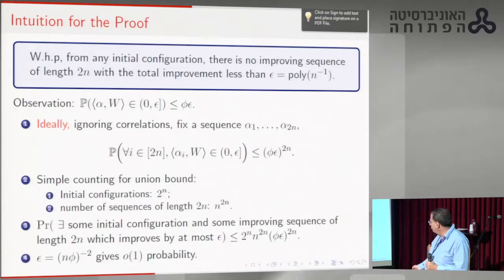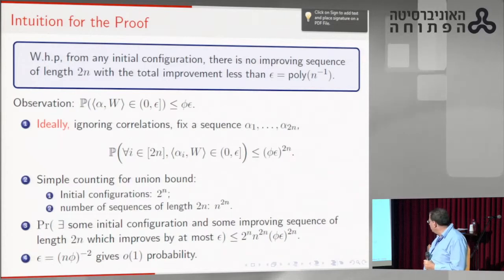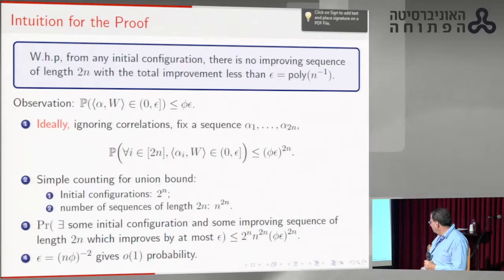So that's why we are really taking it. We can't just say, let's stick to one initial configuration and that's it. We keep seeing more and more initial configurations, not at the very beginning, but at the beginning of a block. So we want that for any such block initial configuration, the probability that there is some improving sequence of length 2n, where all the steps improve by at most epsilon, we bound by 2 to the n, n to the 2n, and then this kind of fictitious, hoped for bound.